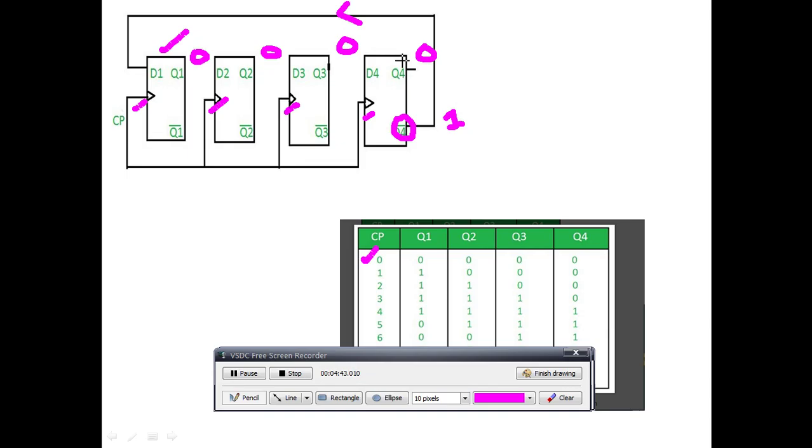Hence the answer is 2 power n minus 2n, as the maximum possibilities for 4 flip-flops is 2 power 4, which is 16. But out of them, as we have seen in the table, we got only 8 states as used states, whereas the remaining correspond to unused states, which is 2 power 4 minus 2 into 4, that is 8 in total. Hence the answer is only 8.